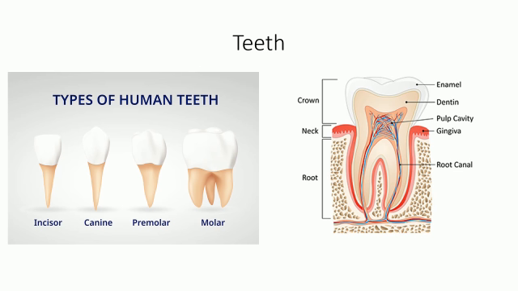Pulp is a layer below dentin. It is a softer living inner structure of teeth. Blood vessels and nerves run through the pulp of the teeth.